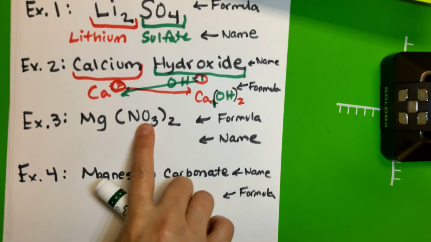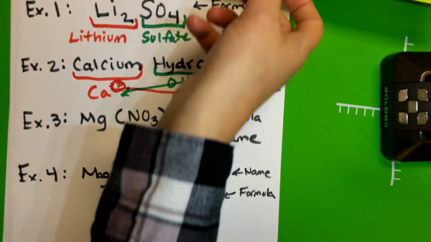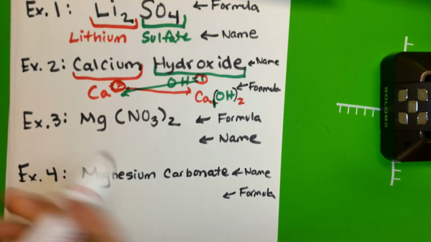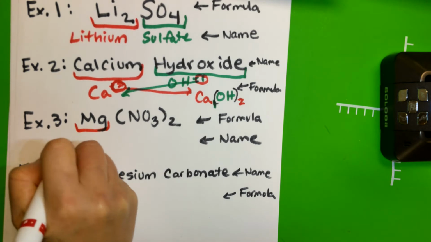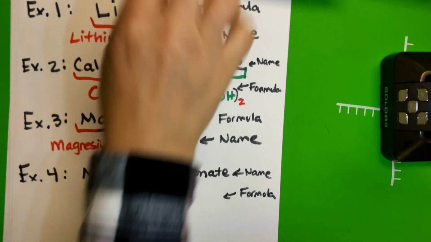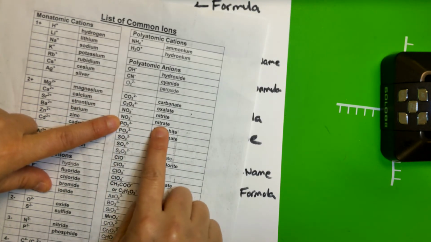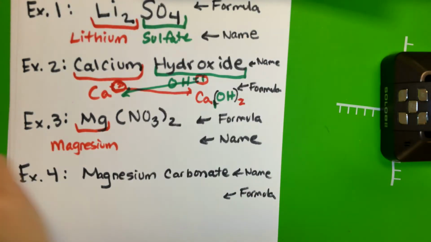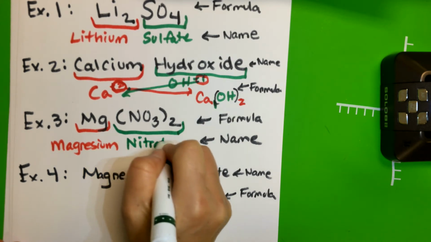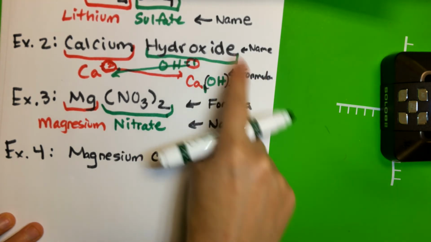Okay, so now on this one, Mg means magnesium. You just write it down just the way it looks in the periodic table. So that will be magnesium. And then NO3, just look for it in the periodic table. NO3 is right here, so it will be nitrate. So that is nitrate. Yes, that's simple, you guys.